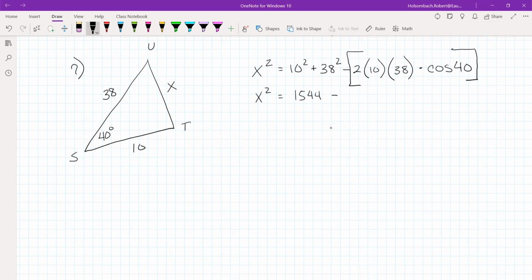We're going to do all of this in the brackets in the calculator. So 2 times 10 times 38 times 40 cosine equals 582.2.